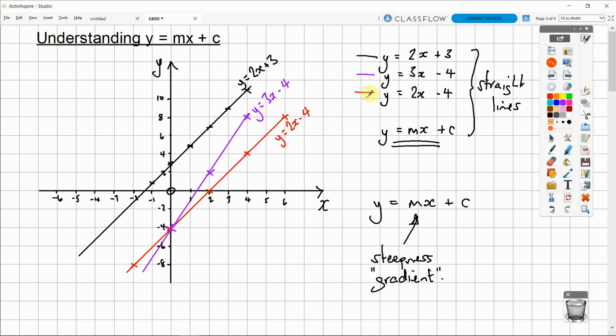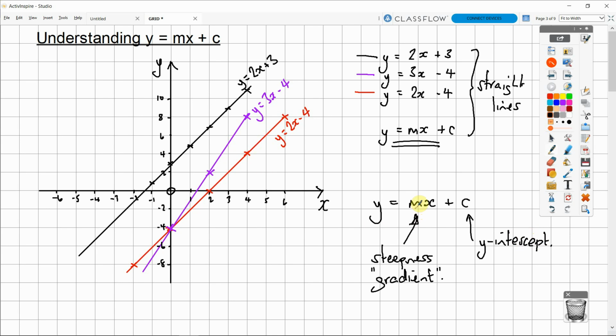But if you look at the purple and red lines, well, let's start there. They have different gradients. That's why the purple and red lines are not parallel. But they do both share this minus 4 on the end. That's the same both times. And if you look at what's common to the red and purple lines, it's where they cross the y-axis. And look, they cross at minus 4, which seems to match that minus 4. And that's true. This is known as the y-intercept. That is where the line cuts through the y-axis.